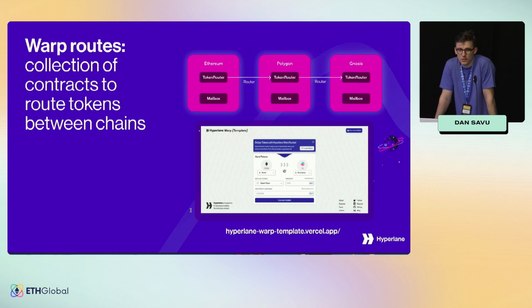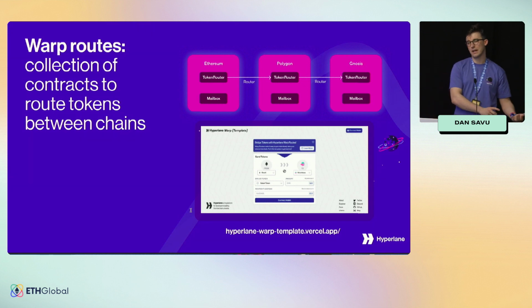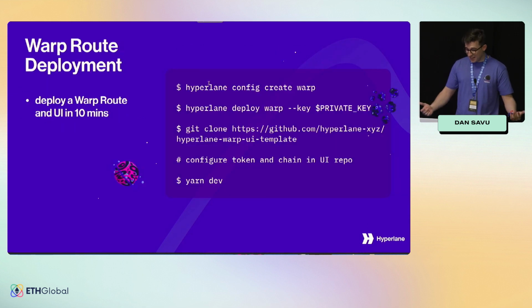Maybe you want to start bridging tokens. And warp routes is our take on token bridging. It's again a collection of contracts that allows you to move either native tokens, ERC20, ERC721, to foreign chains. And it's basically an abstraction on top of the mailbox contract that I mentioned earlier. And we provide the UI template as well. Takes another 10 minutes to deploy a token bridge.